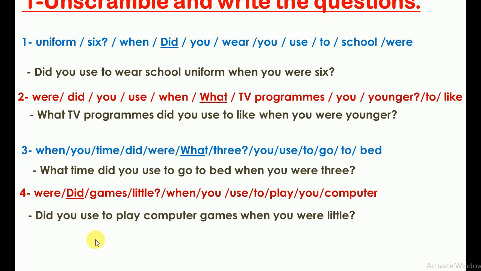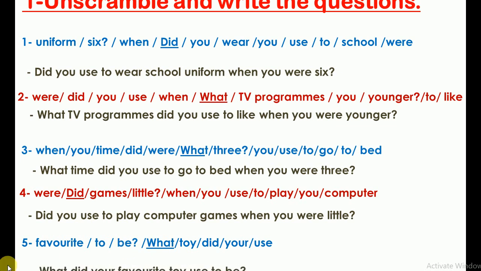Good. And the last one, the first word is what, and the last one is be. So the answer is, wow, excellent. What did your favorite toy used to be? If the answer is not clear, I'm telling you the answer now. And sorry for that. What did your favorite toy used to be? Good job.